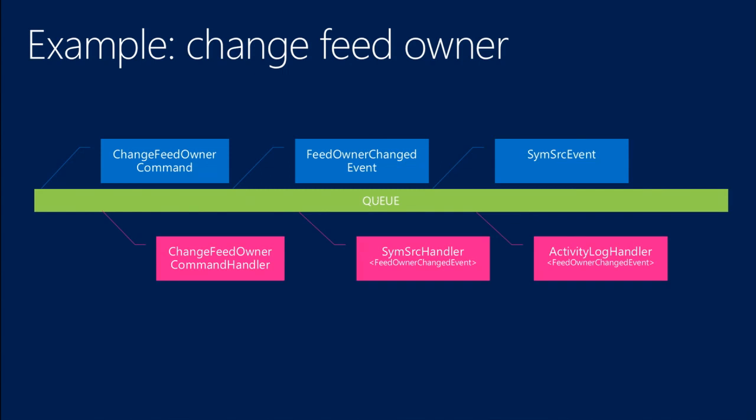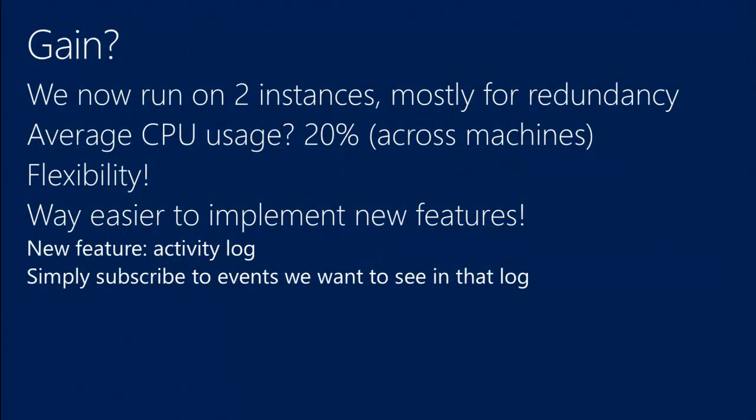And this architecture actually works pretty well. The gain of doing this in our architecture is that we can now run on fewer instances. Doing this actually made the load on our servers go down, because of the asynchrony there. So we are now using 20% of our CPU across both machines, so on average about 10% per machine. We have a lot of flexibility there and an easy way of implementing new features.